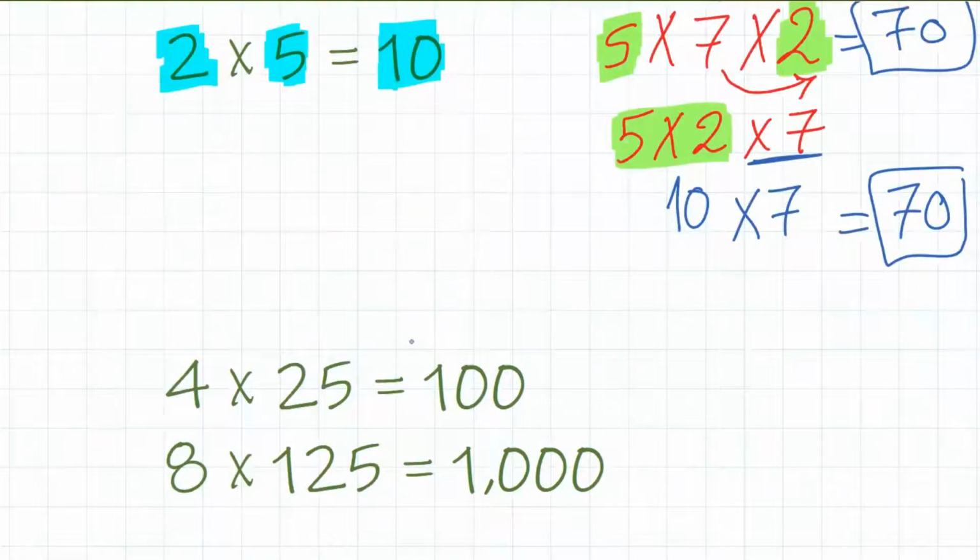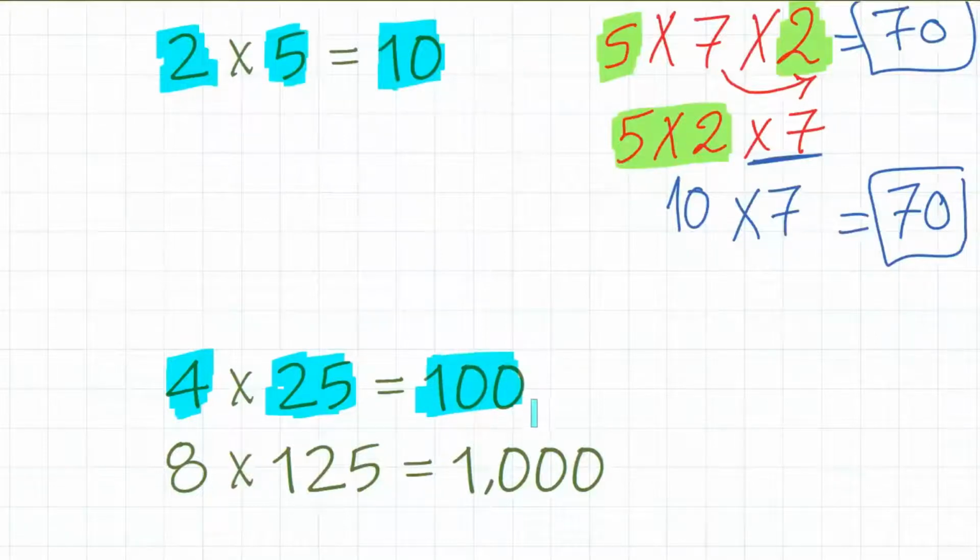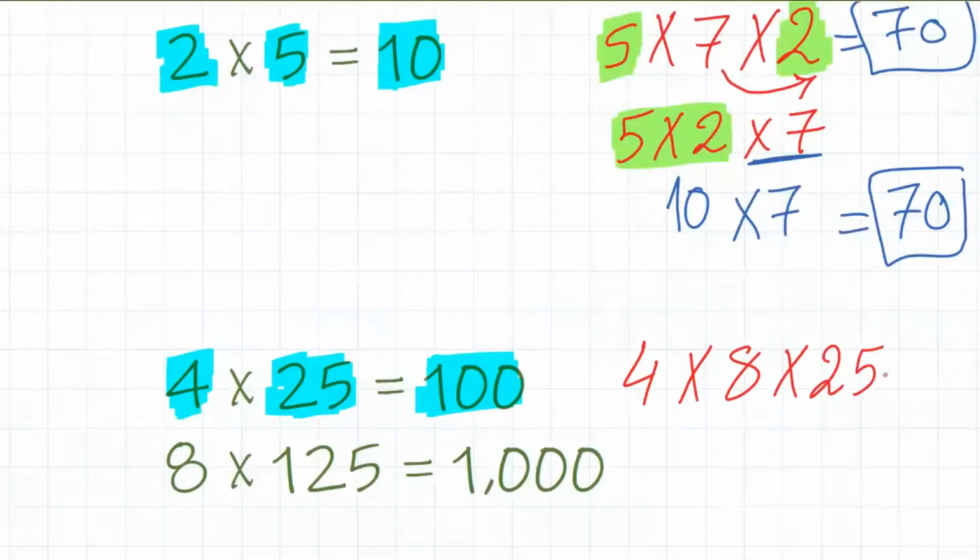Okay guys, let's see the next one. We have another friendly numbers, which is 4 and 25. If you see these 2 numbers, put them beside each other because it will give you 100. Let's see one example here. If we have, let's say, 4 multiplied by 8 multiplied by 250.